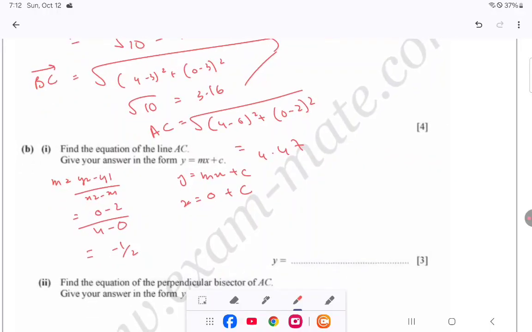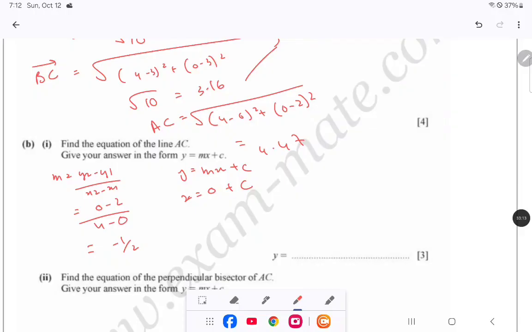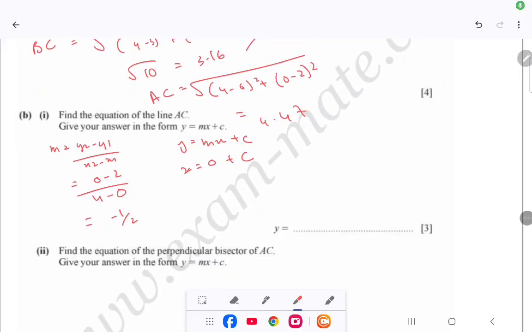Now put the values in the line equation y is equal to mx plus c. We calculated the m, we calculated the c. Here c is 2. Now y is equal to m, which we calculated as half, x, and c is negative 2.